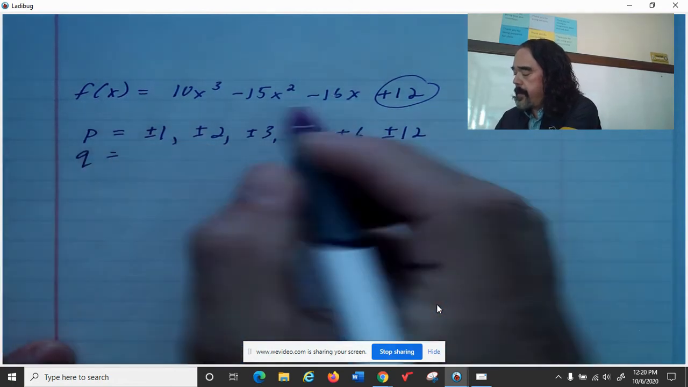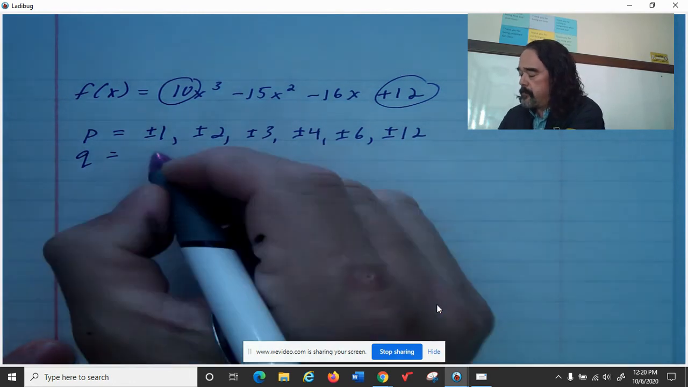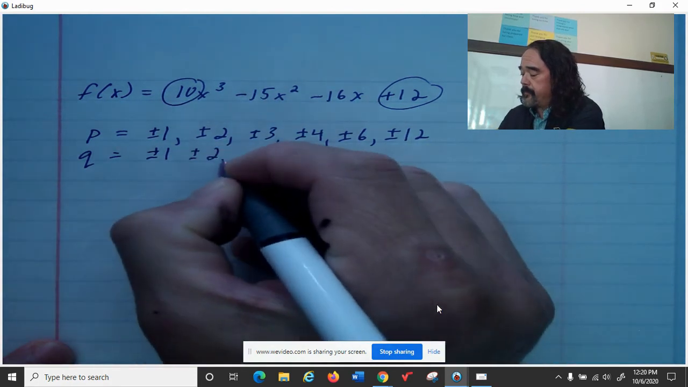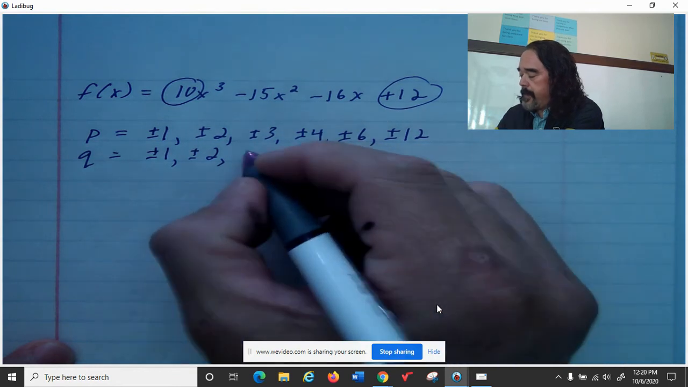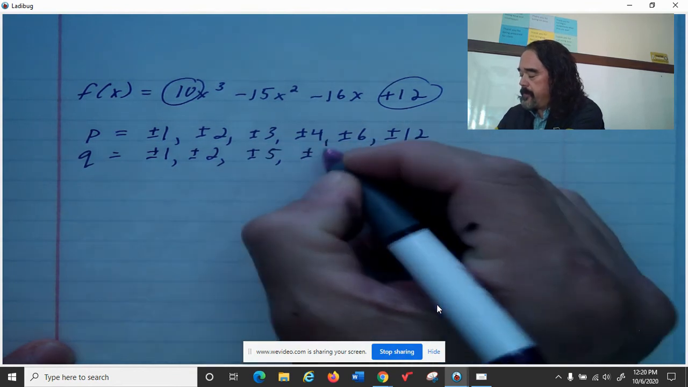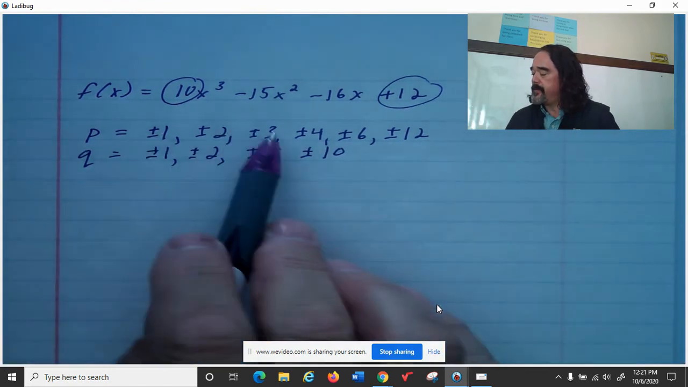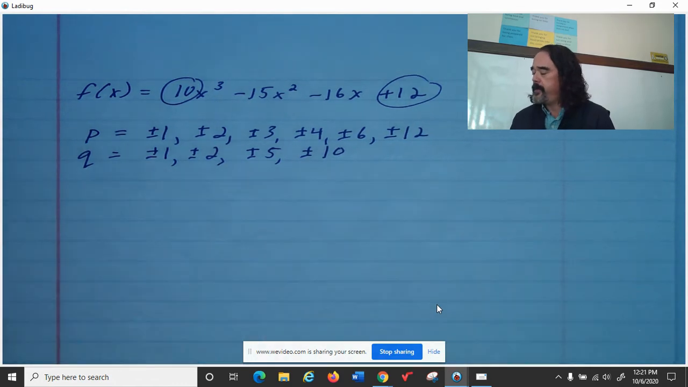Q will be the factors of my leading coefficient. There's my leading coefficient, it's a 10. So let's list all the numbers that will multiply to give me 10. Well, 1 times 10, 2 times 5, 3 won't, 4 won't, but again, we just mentioned 5, and then we mentioned 10. So I have 1, 2, 3, 4, 5, 6 P values listed, and I have 1, 2, 3, 4 Q values listed. All right, remember I said do this in a very organized fashion.